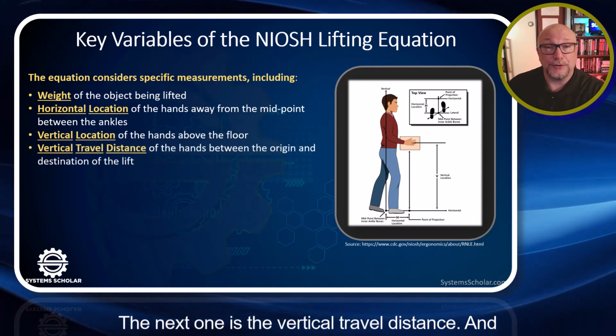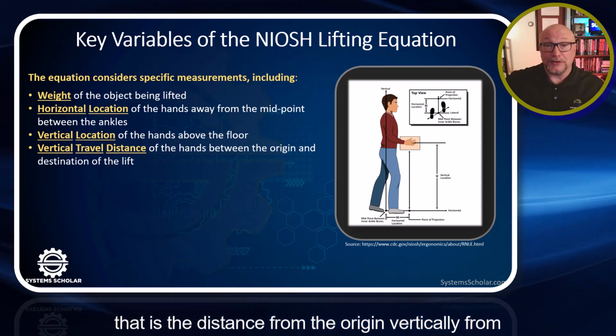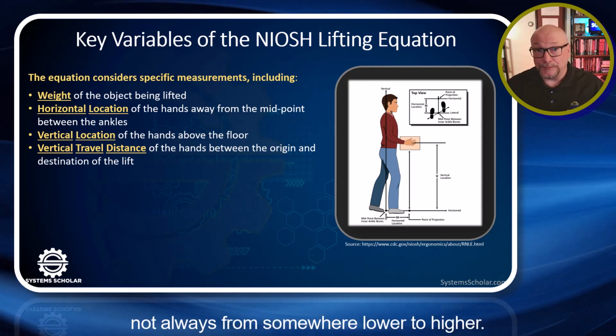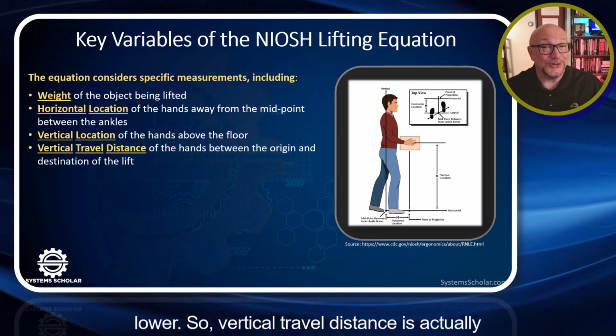The next one is the vertical travel distance, and that is the distance vertically from the origin of the lift to the destination. Now, that's not always from somewhere lower to higher. That can actually be from somewhere higher to lower.